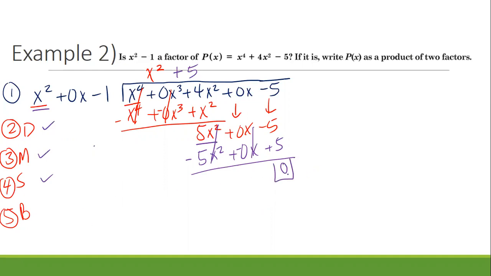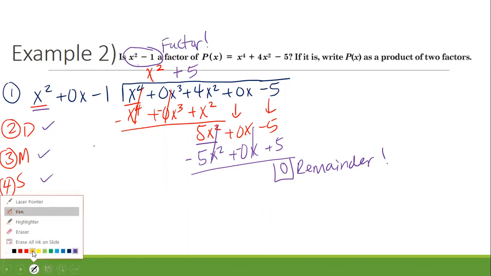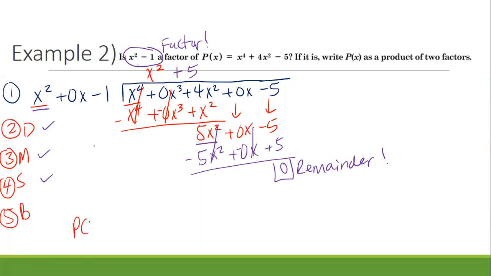And we do not bring down because there's nothing left to bring down. But what do we notice we have here? 0 is our remainder. And because 0 is our remainder, that means that x squared minus 1 is a factor. And so when we write that, that means that p of x equals x to the 4th plus 4x squared minus 5 equals x squared minus 1 times x squared plus 5.